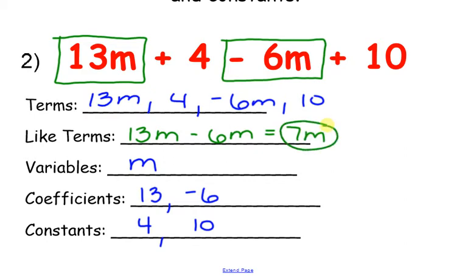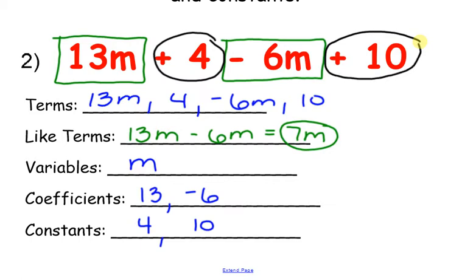Now, like terms do not always have to have a variable. So in this case, I also have a positive 4, and then I have a plus 10 over here. And they are like terms because they have no variable. They are just whole numbers, and they can combine as well. So my other like terms are 4, and I'm going to take the sign in front of the number, plus 10, and that is 14.